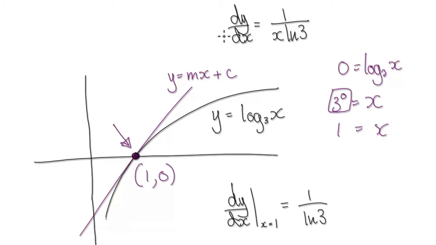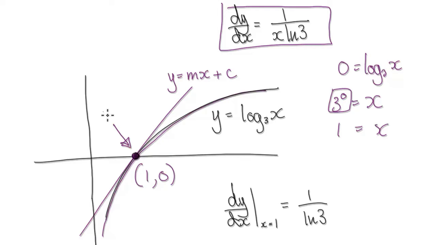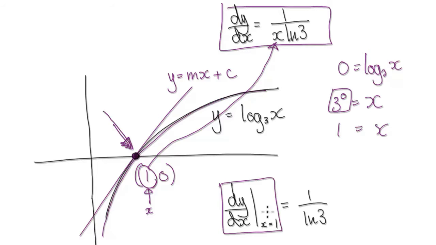So we know dy by dx. This gives us the ability to work out the gradient anywhere along here. We want to know the gradient precisely at this point. Well, at this point x equals 1. So put 1 into here. So the gradient evaluated at x equals 1 is actually 1 over natural log of 3. So the gradient at this precise point is given by this.